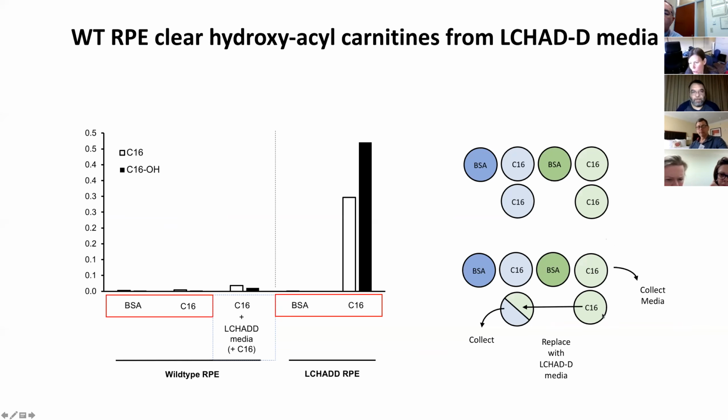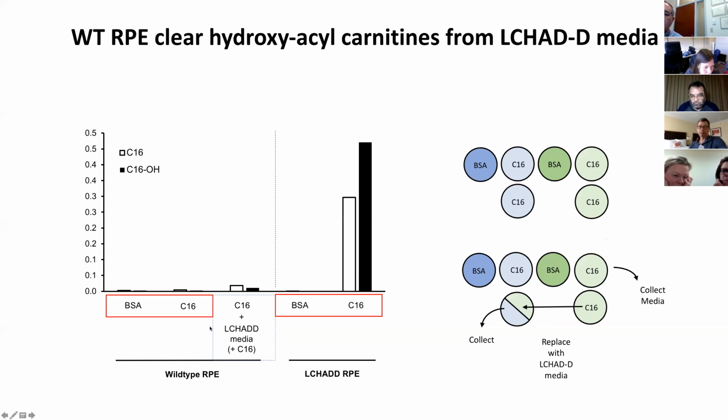And then we took media from LCHAD deficient cells that had been exposed to palmitate for 24 hours and placed that onto wells with wild type cells. So we completely replaced this media. And then we sent all of this off for acylcarnitine analysis.